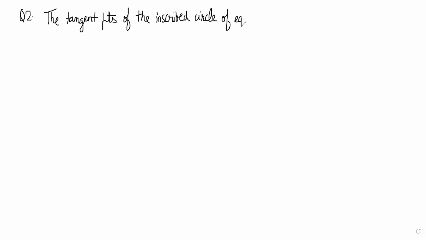Let's look at another one. Question number 2. The tangent points of the inscribed circle of equilateral triangle ABC with the three sides are D, E, and F.